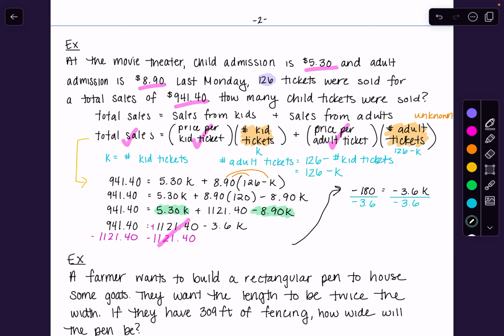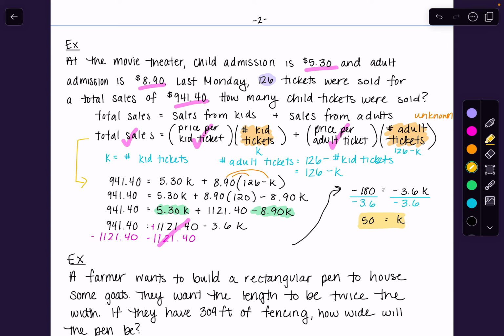And so if you take a negative divided by a negative, it ends up turning positive, which is great because this should be a positive number. We end up with 50 equals K. So we sold 50 kids tickets. And then if there was a part B to this asking how many adult tickets there were, you would do 126 minus 50. You had 76 adult tickets.